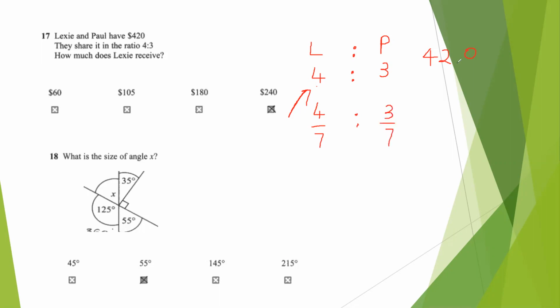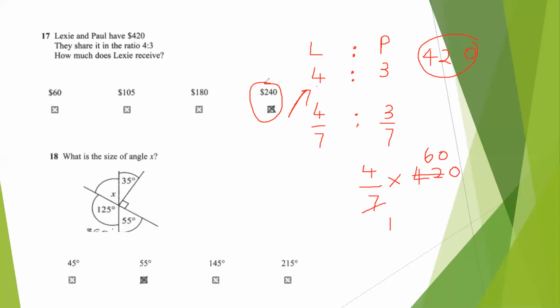Now, according to this question, they say the total is 420, right? So you have to find for Lexi, you write it like this. 4 out of 7 of means multiplication of 420, because there are 4 parts out of 7, right? You can simplify. 7 times 6 is 42, so inside 420 you have 60. So then 4 times 6, it's 24, and this 0, it's 240. So Lexi is receiving 240.